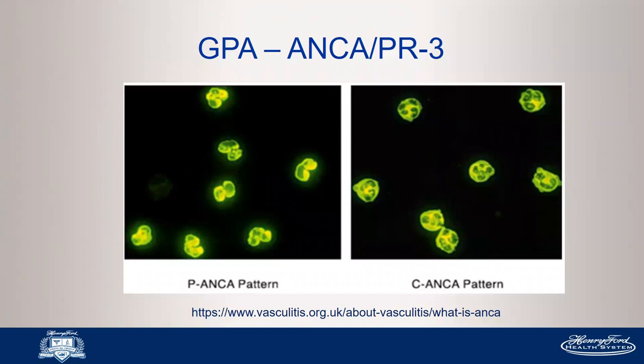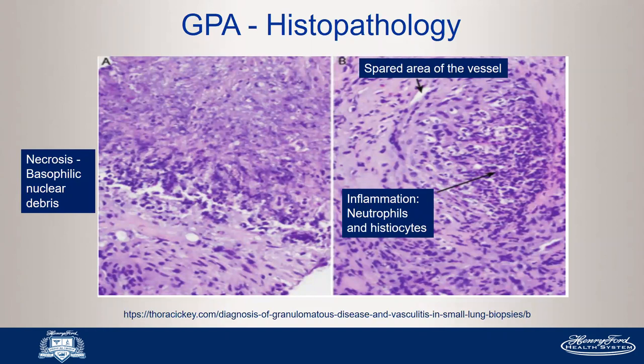Okay, so what does this look like? What does GPA look like on the slides, on the pathology? So what you see is a lot of blue. There's a lot of basophilic nuclear debris, and that's usually a sign of necrosis. Anytime you see necrosis, liquefactive necrosis, you would see a lot of basophilic staining.